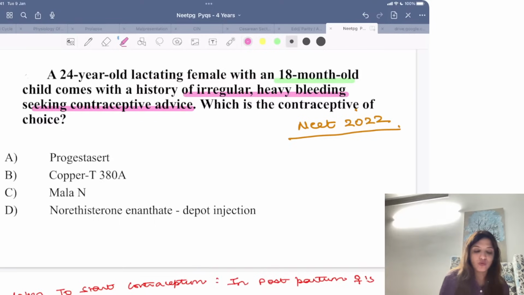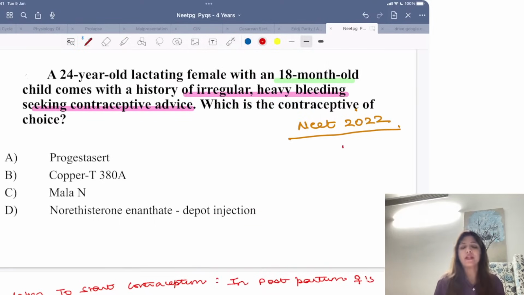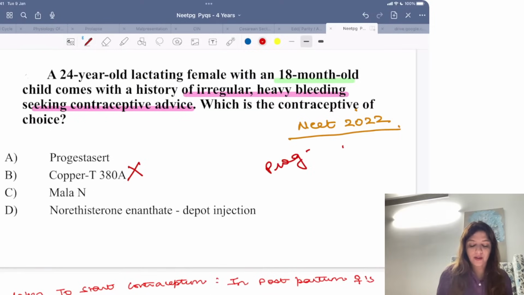Now, anyone who's having heavy bleeding, do we suggest copper T? No, because copper T itself leads to bleeding, right? So, I am not going to suggest copper T. Now, as far as progesterone IUCDs are concerned, progesterone IUCDs are very good for a female who has come to you with excessive bleeding and she wants contraception also. And the progesterone IUCD which is used these days is Mirena.